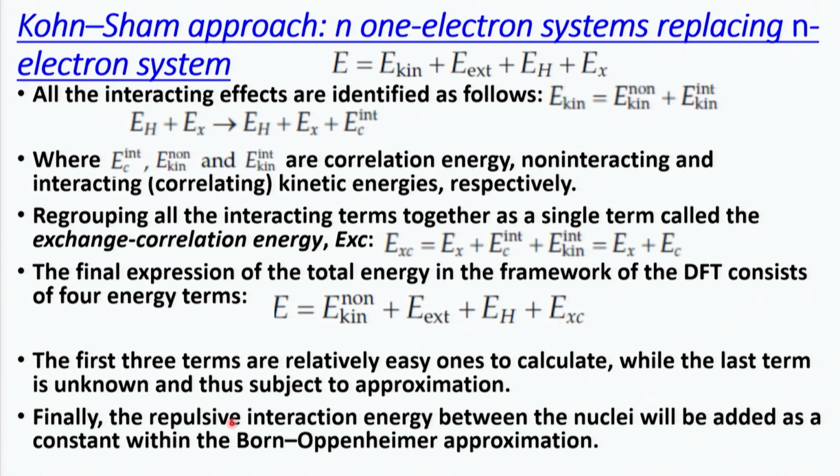Okay. Finally, the repulsive interaction energy between the nuclei will be added as a constant within the Born-Oppenheimer expression to get the overall energy. Okay. So, this is the electronic part. Now, you need to add the nuclear repulsion energy, then you get the total energy of the system.